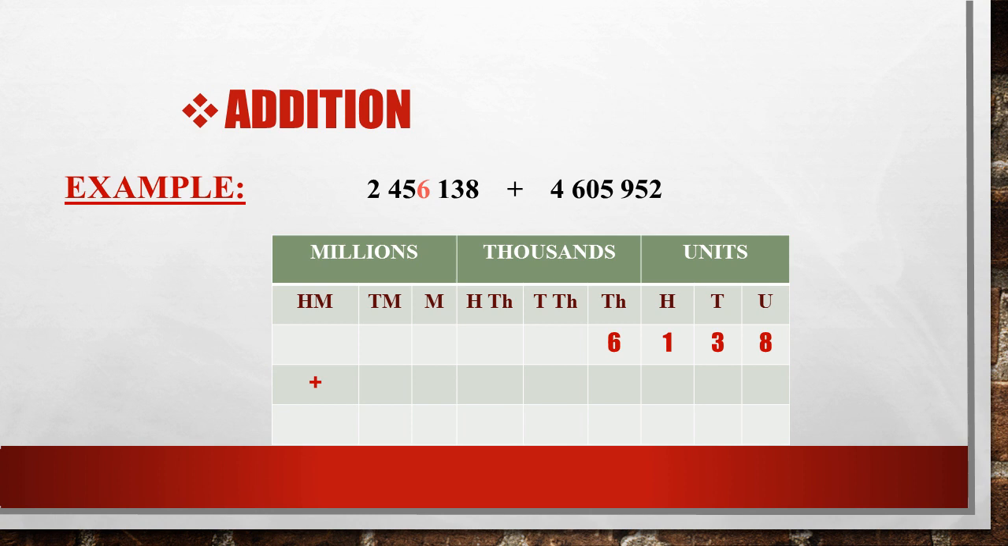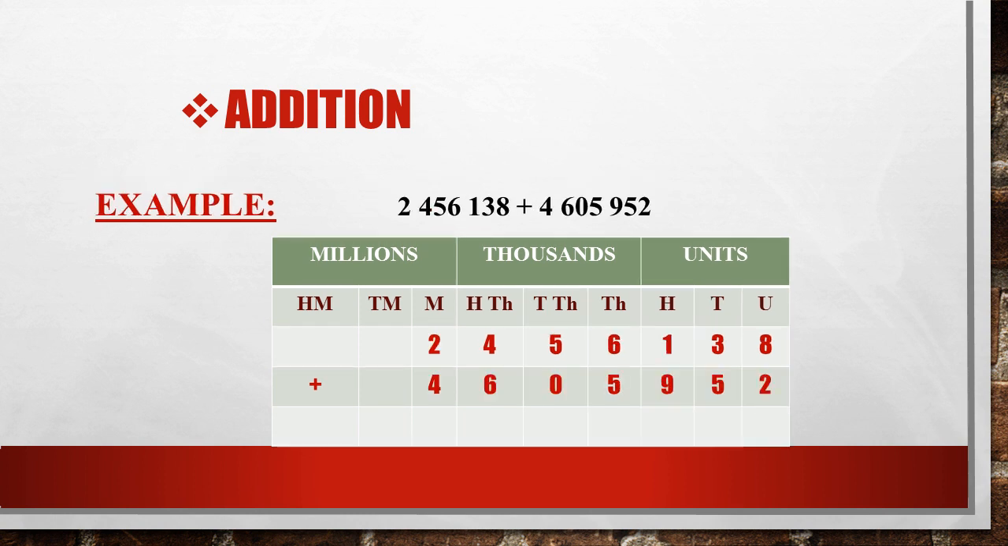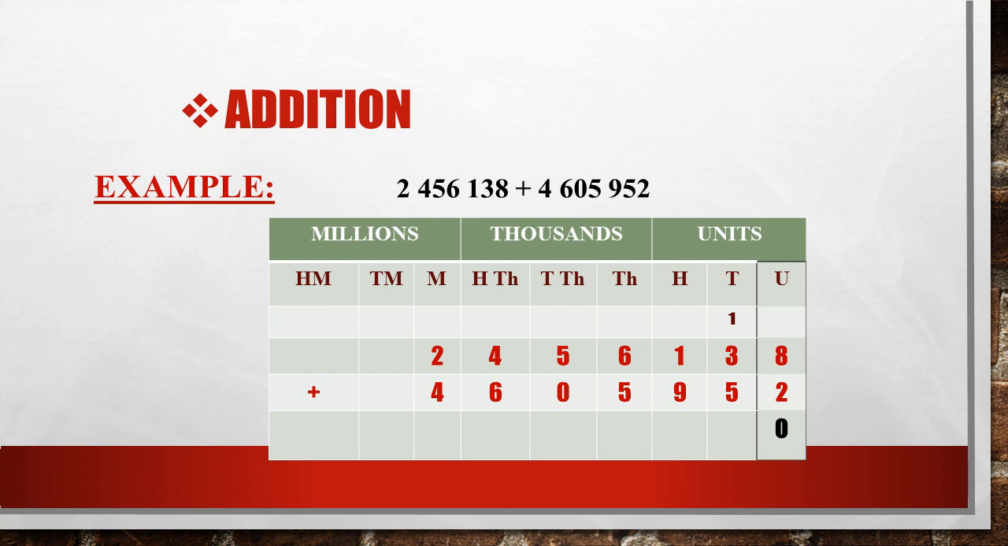Now after putting 6, the next digit is 5 and 5 is at 10,000 place. The next digit is 4 and 4 is at 100,000 place. And the last digit is 2 and 2 is at million place. Now similarly place the second number in the international place value chart. Now after placing both numbers in the international place value chart, we will add them.